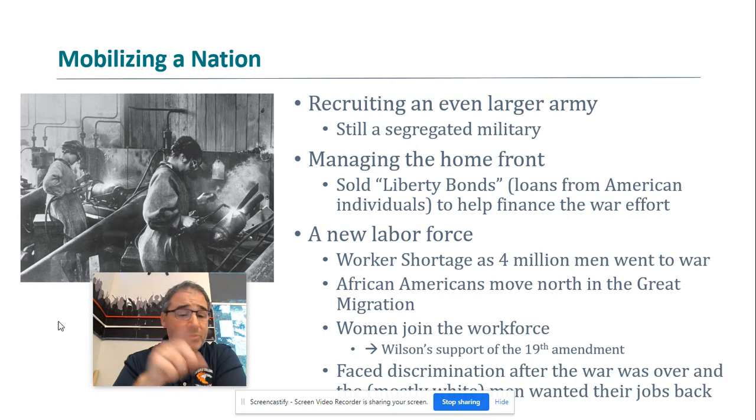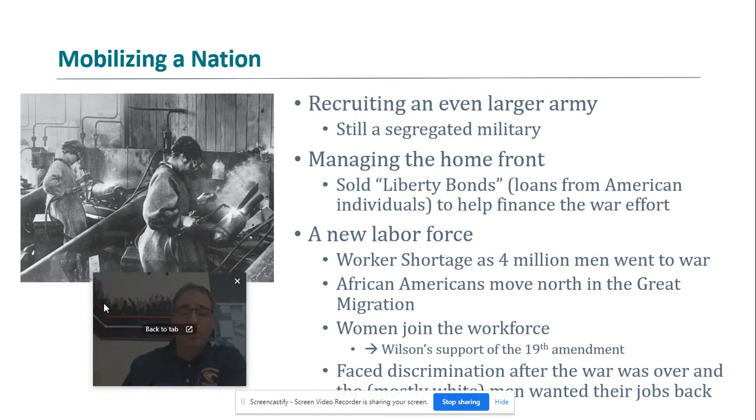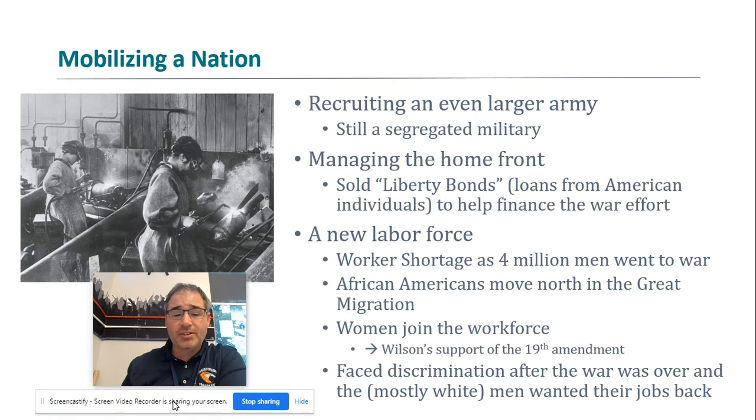African Americans began moving from the South to the North in what's called the Great Migration. Women joined the workforce. As a result, they're later going to be rewarded with the 19th Amendment, giving them suffrage rights. And both of them faced discrimination when the war is over.